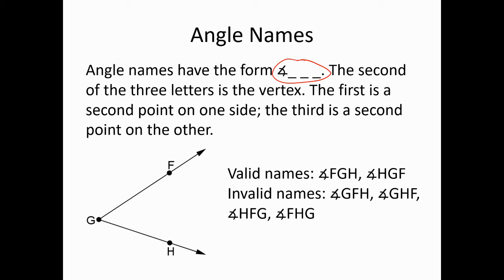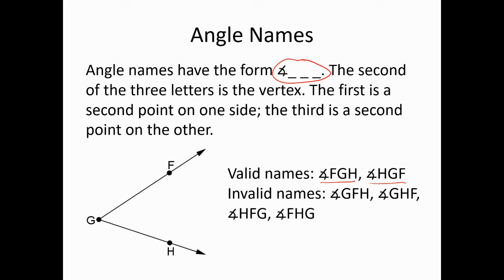The requirement about those capital letters is that, first of all, the middle one is the vertex. The first one is a point on one side, and the final point name is a point on the other side. So look at the example that I gave you, where we have two rays with a common endpoint, the two rays GF and GH with common endpoint G. So of course, we have an angle by definition. One way to name this angle would be angle FGH. Notice that the vertex name G does come in the middle. And then F, which comes first, is a point on one side, and H, which comes last, is a point on the other side.